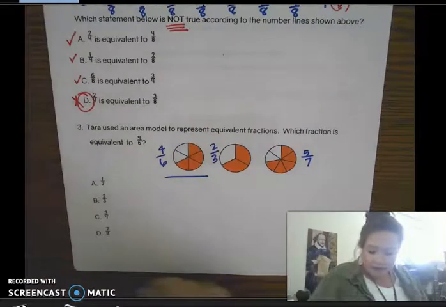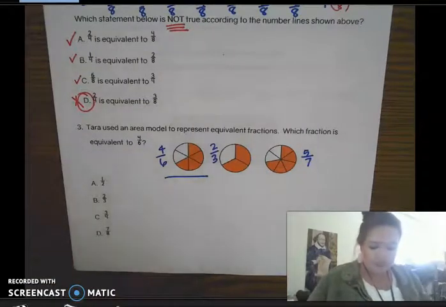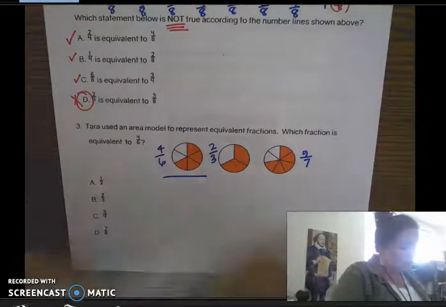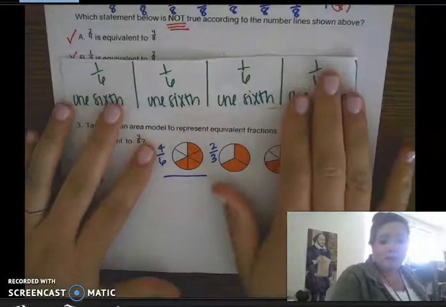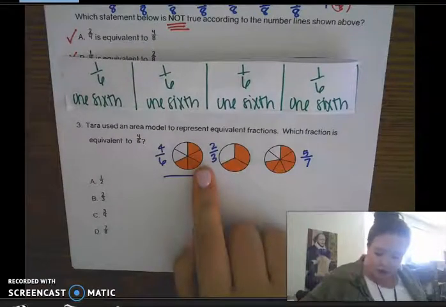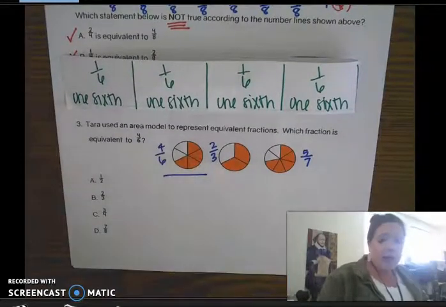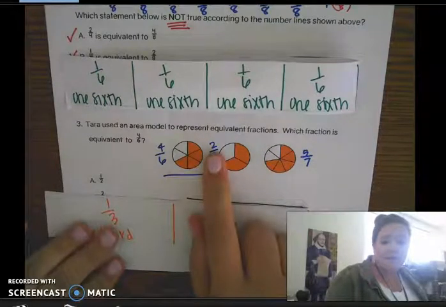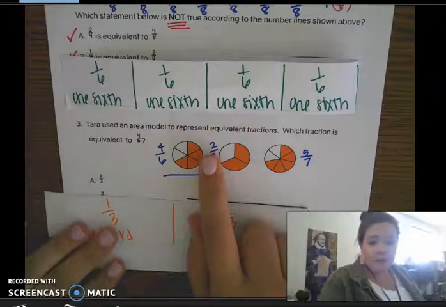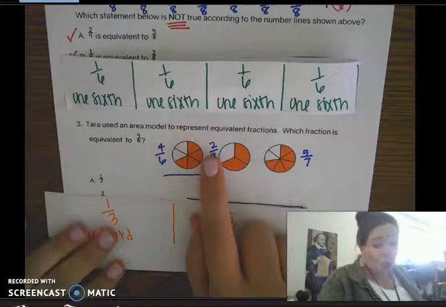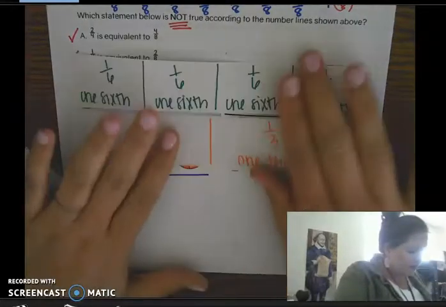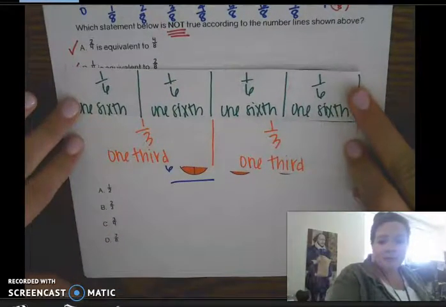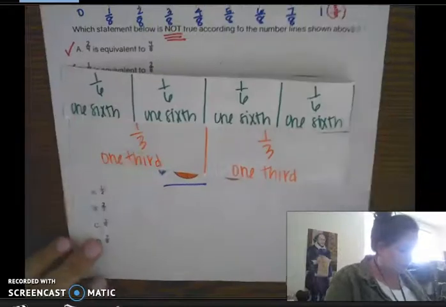Okay, so I'm going to get my 4/6. So I'm going to get my 6ths, and I'm going to fold it to where I can only see 4 of them. All right? And then I'm going to get my 3rds, and I'm going to fold them to where I can only see how many of them? Good, to where I can only see 2 of my 3rds. All right? Are those equivalent fractions? They sure are.